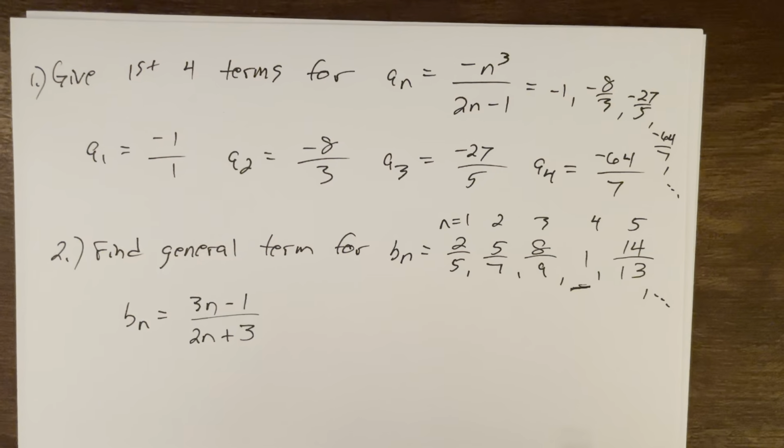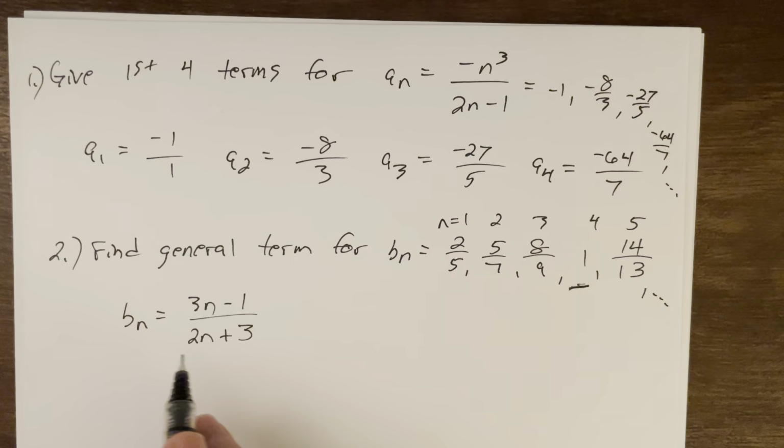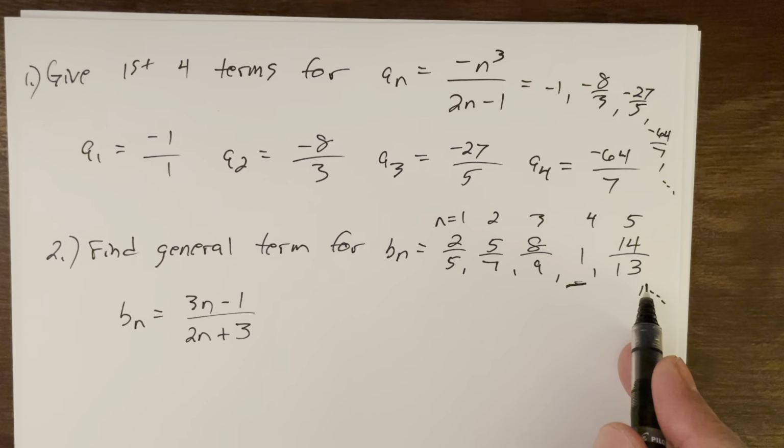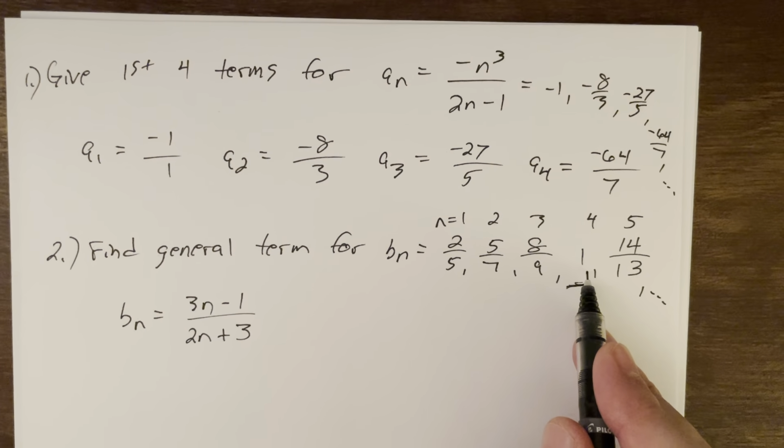And now I see it matches. Again, test n equals 5. 10 plus 3 gives me the 13. It works here. Well, now we kept saying this was weird.